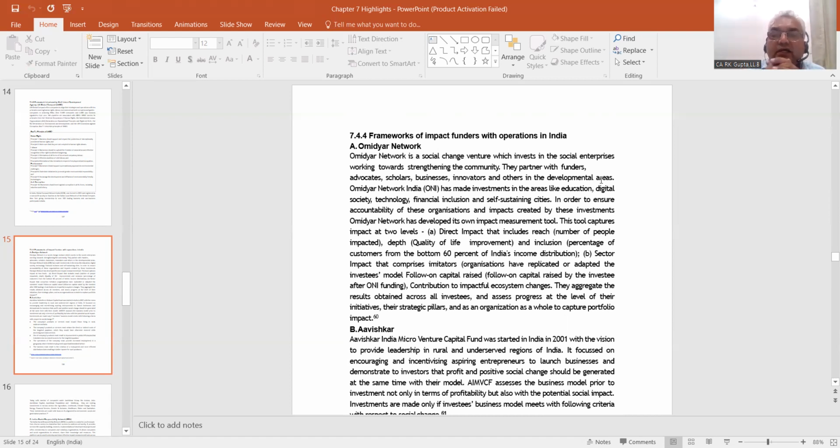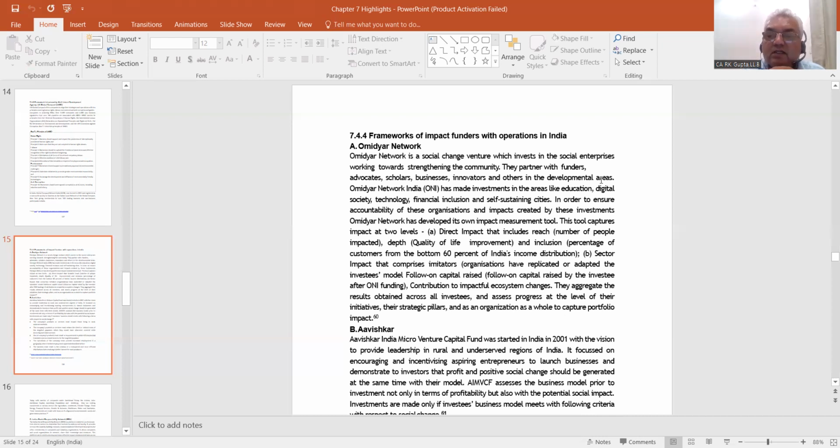Omidyar Network India has made investments in areas like education, digital society, technology, financial inclusion, and self-sustaining cities. In order to ensure accountability of these organizations and impacts created by these investments, Omidyar Network has developed its own impact measurement tool. So this tool captures impact at 2 levels.